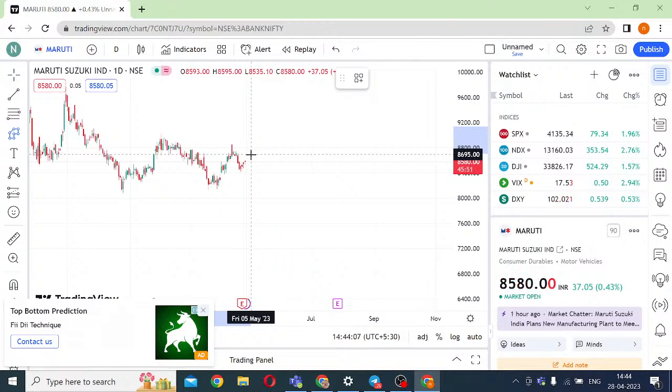Maruti result has been done during result season, I think 4 5 days prior. It witnessed a sharp fall. During the result, it again went up slightly, but basis the price action on the chart, it looks like it can give you a decent up move.